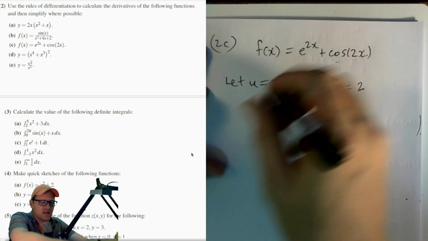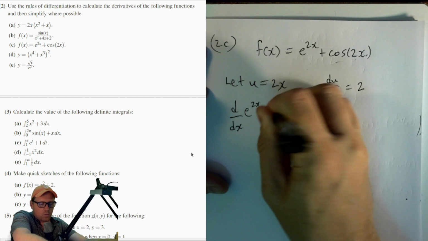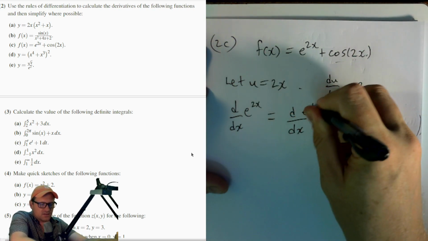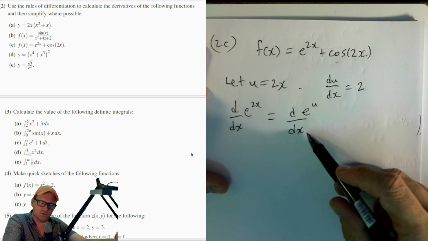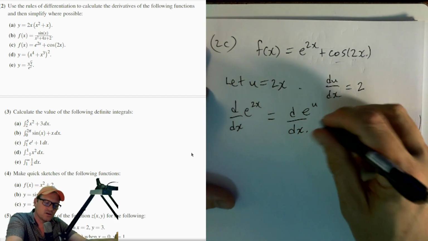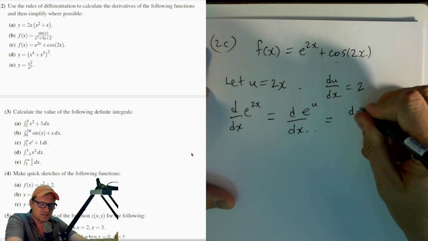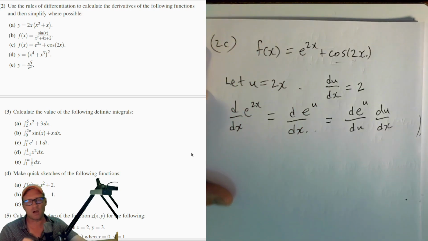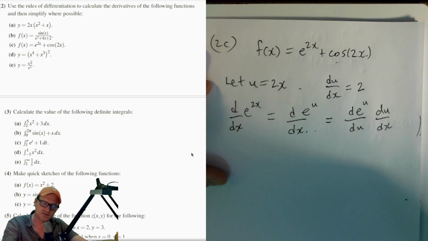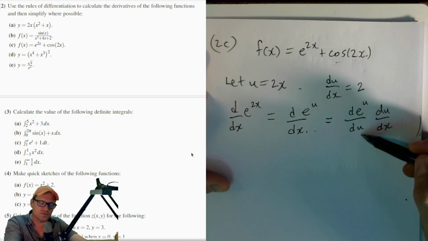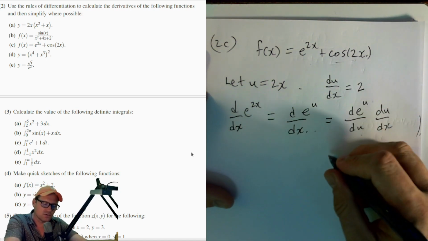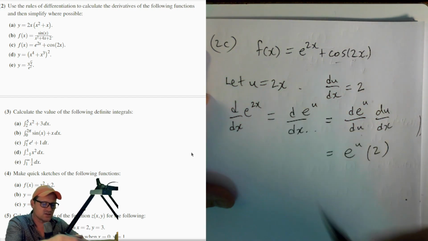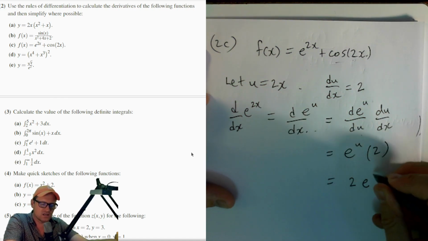Now, to differentiate e to the 2x, well, we've called 2x u, so we have d on dx of e to the u, but now using the chain rule, we want to differentiate this in terms of u, so the chain rule would say that this is d of e to the u with respect to u times du on dx. Now, we've already calculated du on dx, it's 2, but the derivative of e to the u with respect to u is e to the u. So we have e to the u and then times 2. Now u is 2x, so we can write this as 2e to the 2x.